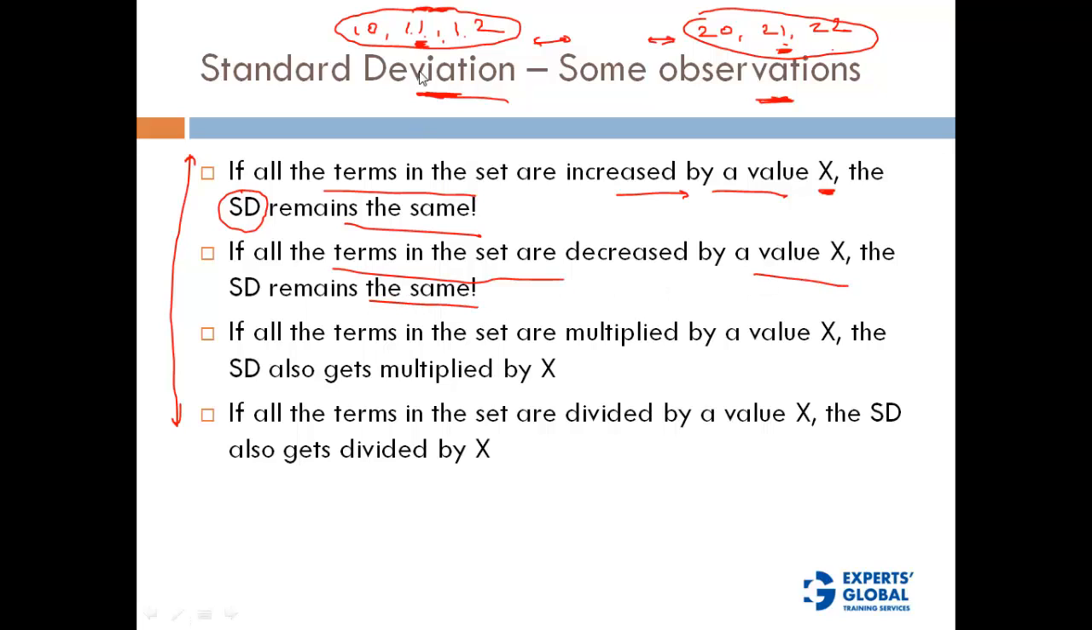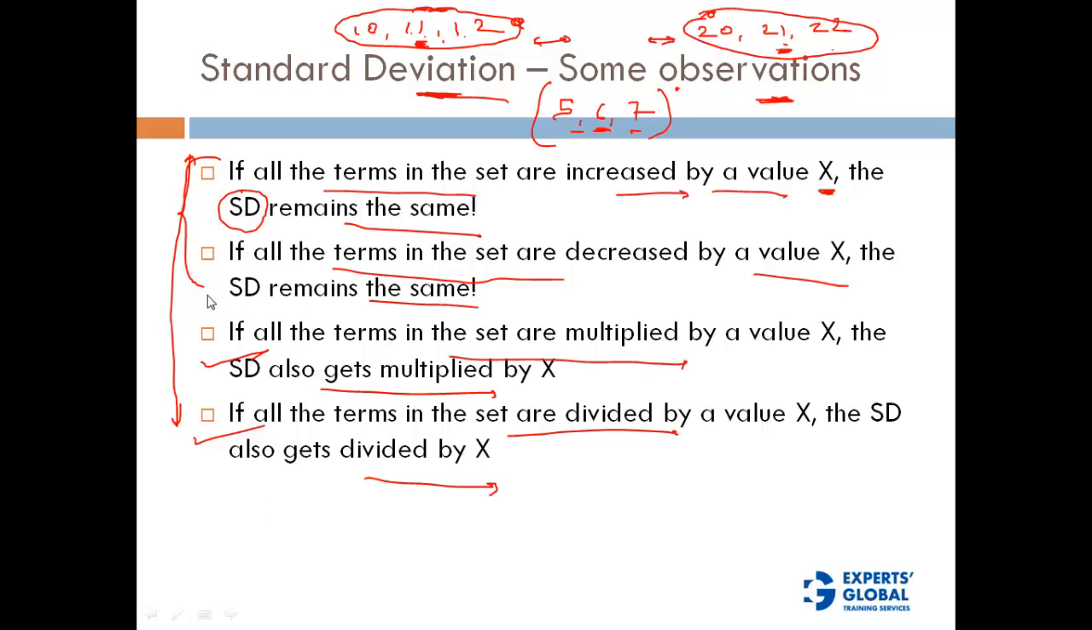If we had written, say, if we subtract 5 from here, so we get 5, 6 and 7, right? Here also the mean is 6, value is just different, but individually it is only 1 unit away, so all these 3 are going to have the same standard deviation. If all the terms in the set are multiplied by value x, then standard deviation gets multiplied by x, and if all the terms are divided by value x, the standard deviation gets divided by value x. So these two, multiplication and division, are similar to mean, median and mode, whereas addition and subtraction are different.